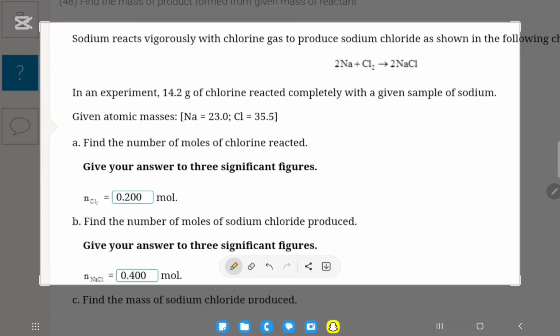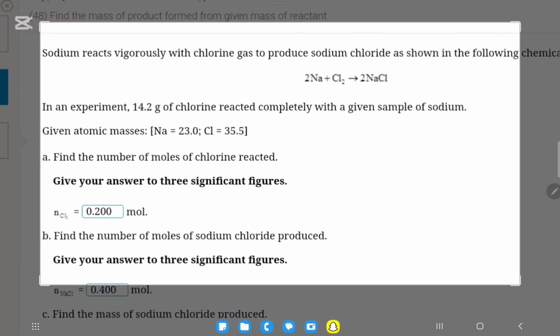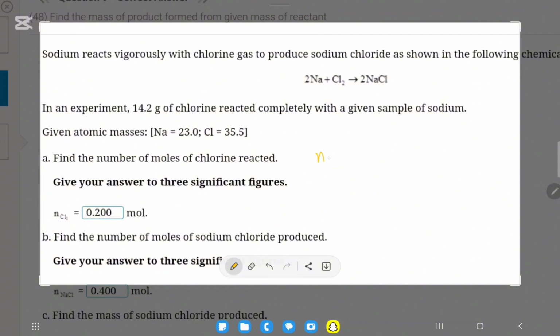First, find the number of moles of chlorine reacted. To find the number of moles, n, the number of moles, equals m, mass, over capital M, molar mass. So we have n, the mass they gave us is 14.2 grams of chlorine, over the molar mass. For the molar mass here they said chlorine gas. Gases are mostly diatomic, so we have 2 atoms of chlorine instead of 1.